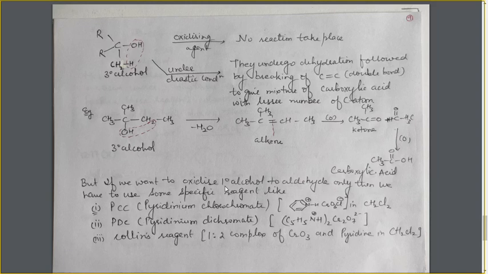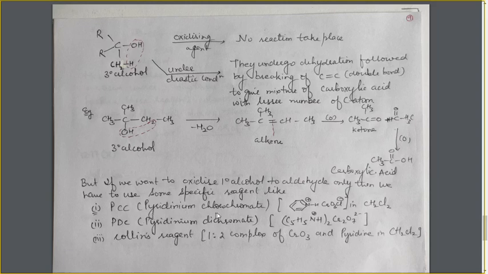Now for the conversion of 1 degree alcohol into aldehyde, we have some specific reagents. These reagents are mild oxidizing agents, weak oxidizing agents. They can easily oxidize the 1 degree alcohol to an aldehyde only, and not further to the carboxylic acid. What are these different reagents? One is PCC.